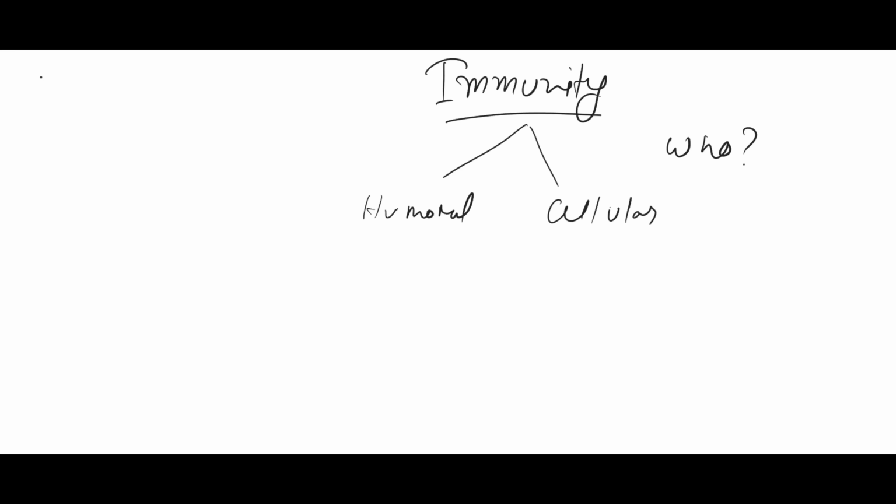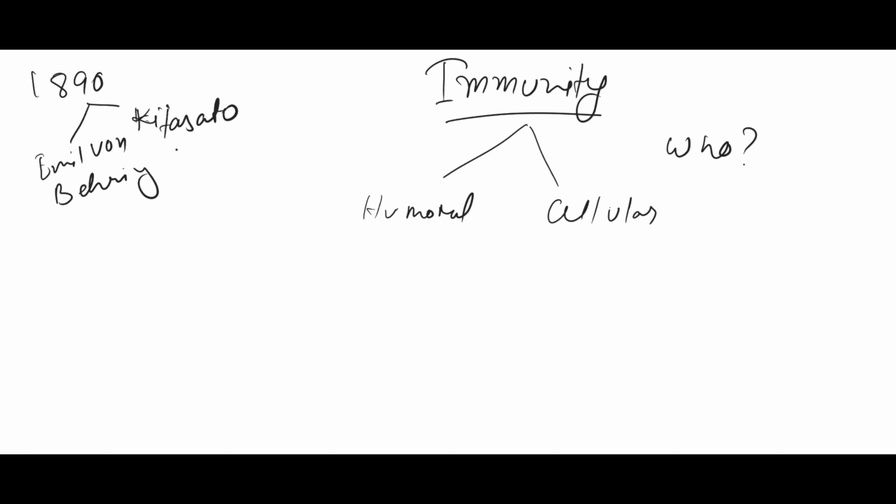So in 1890, two researchers or scientists, Emil von Behring and Kitasato. Okay, it's hard to remember this name, I'm really sorry. They got the Nobel Prize for this discovery. What they observed gave us the first insight, known as the serum.